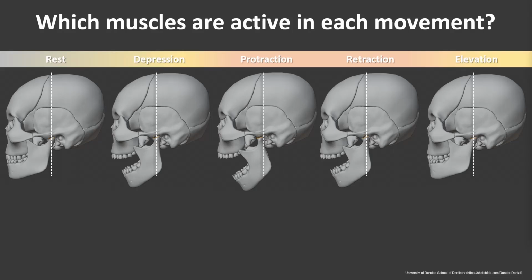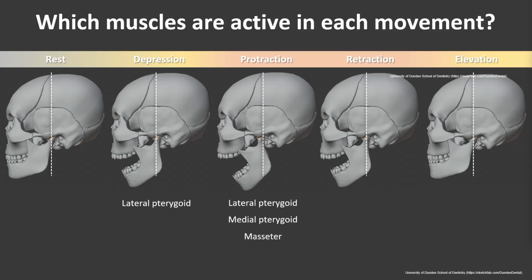All right, so let's walk through these. To move from rest into depression, we are going to first fire the lateral pterygoid muscle. Then to protract, we continue firing the lateral pterygoid muscle, kick in the medial pterygoid muscle, and a component of the masseter will assist in protraction. So now we are fully depressed and fully protracted.